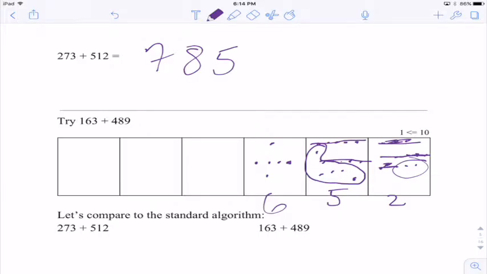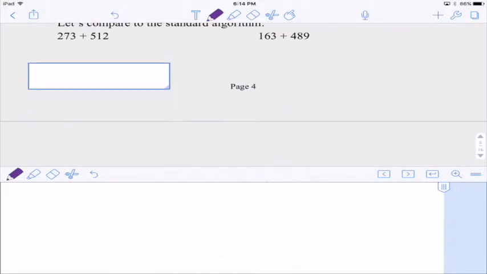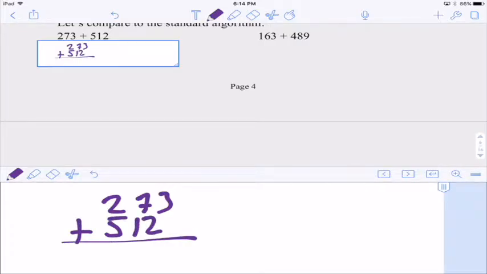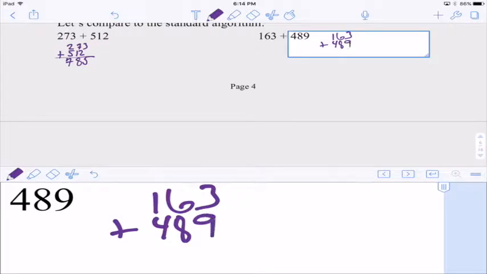So let's compare to how we would do that in our standard algorithm. In elementary school, we would learn to add them like this. So we had our 273 plus 512. This one was easy. Remember, we didn't have any sort of carrying over. But in this one, we had 163 plus 489. So when we go to add this one, our 3 and our 9 gave us 12, so we kept the 2 and we brought the 1 over. That represented our explosion like we had before.